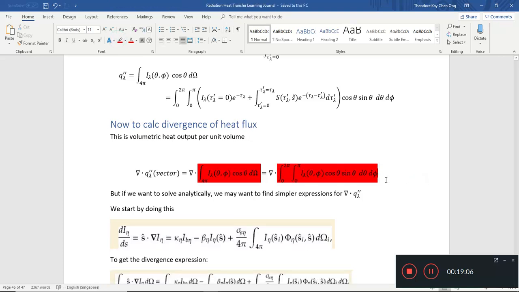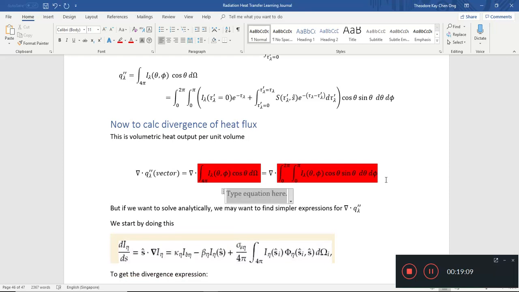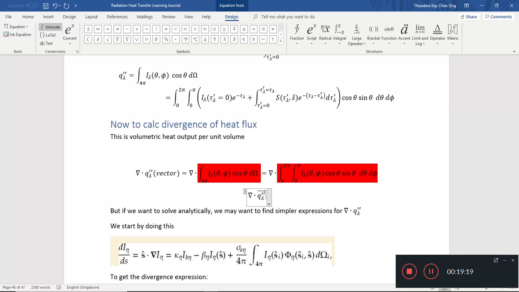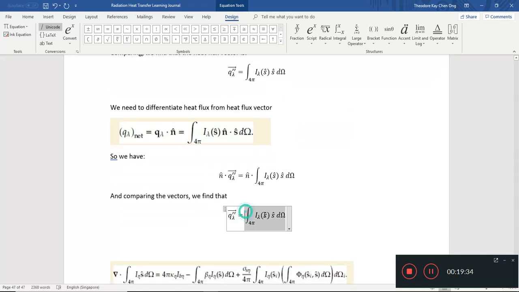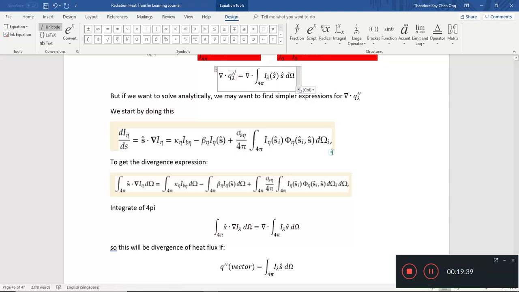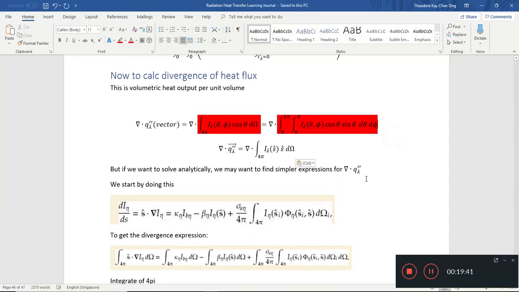Okay, so the correct way of expressing this is: nabla dot q lambda, as a vector, equals nabla dot q of this. All right, and that is what we have.